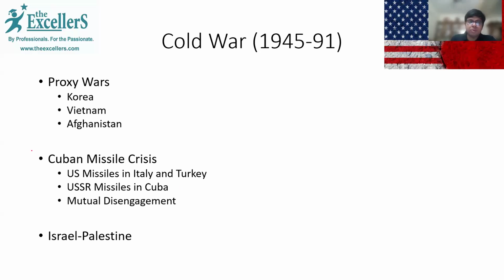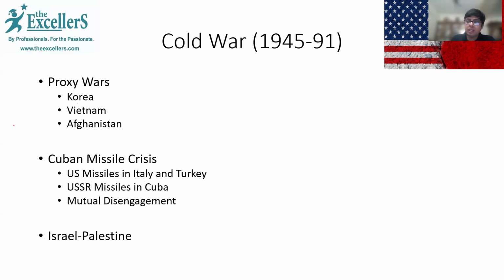Cold War also saw proxy wars. Proxy wars like Korean War, Vietnam War, Afghanistan. So Afghanistan was a different case that was different from Korea and Vietnam. But again, these were all proxy wars. What is proxy war? Both USA and USSR were not directly involved, but they were supporting the respective governments or respective groups in these countries.